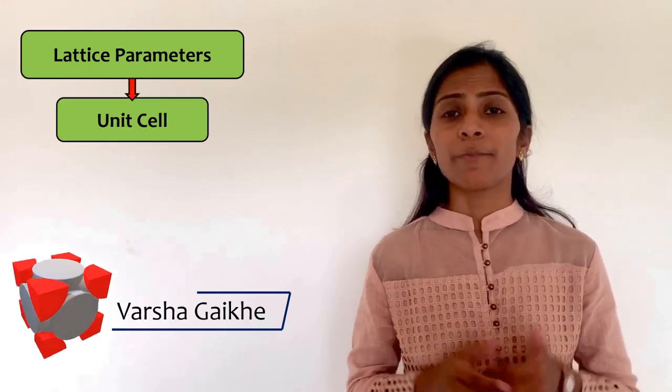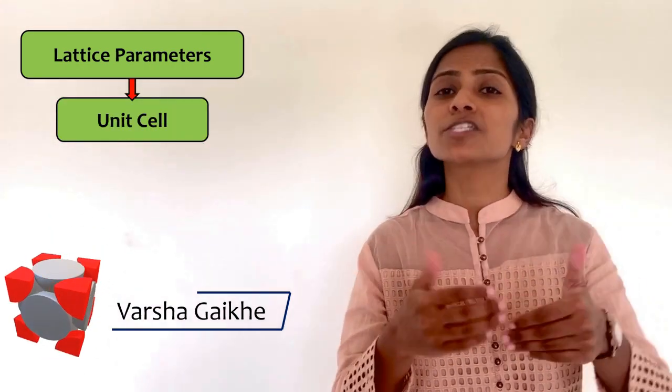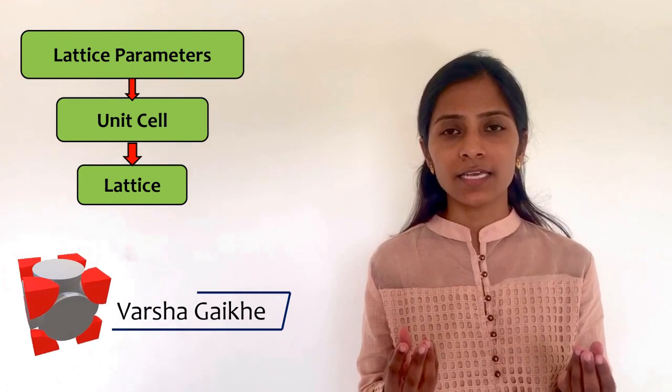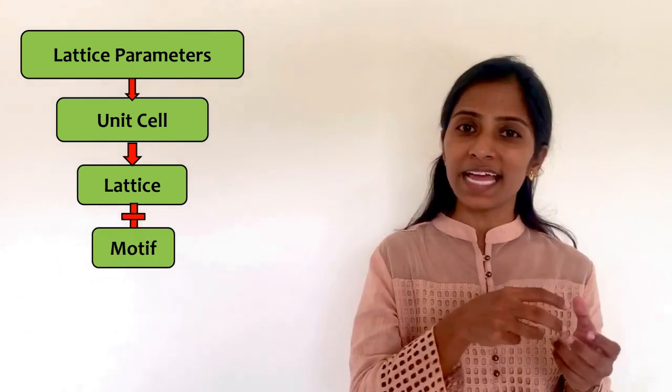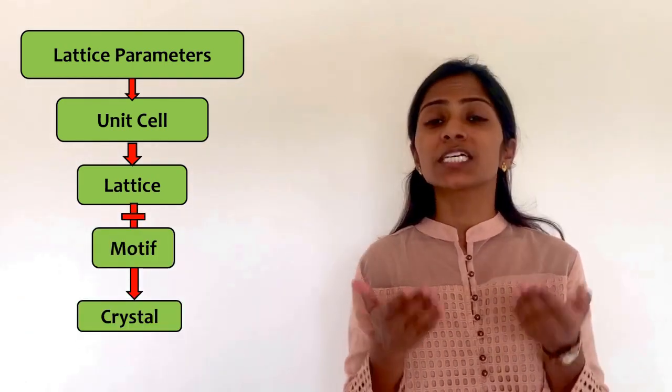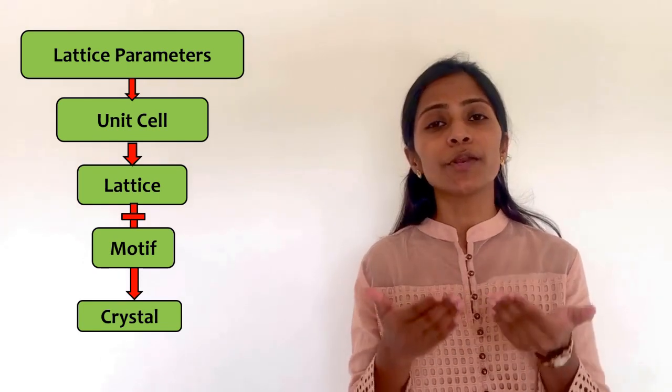Construct unit cell. By repeating this unit cell in a three-dimensional space, we can generate lattice. And by adding motif to this lattice, we can have our crystal. So the crystal is nothing but a three-dimensional periodic arrangement of atoms in a space. And lattice is a periodic set of points.